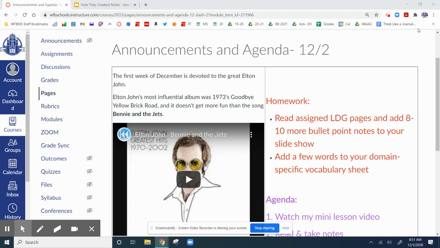Rundown of the homework and your own agenda for work at home for today. So the homework is going to be continuing to read your LDG pages in your calendar for December 2nd and adding 8 to 10 more bullet point notes to the slideshow we began yesterday. And then this new element as well. We're going to add a few words to our domain-specific vocabulary sheet. That's the last page of your slideshow.